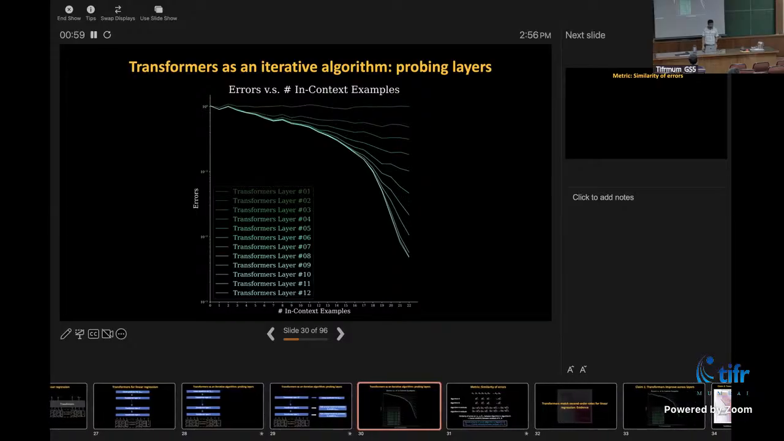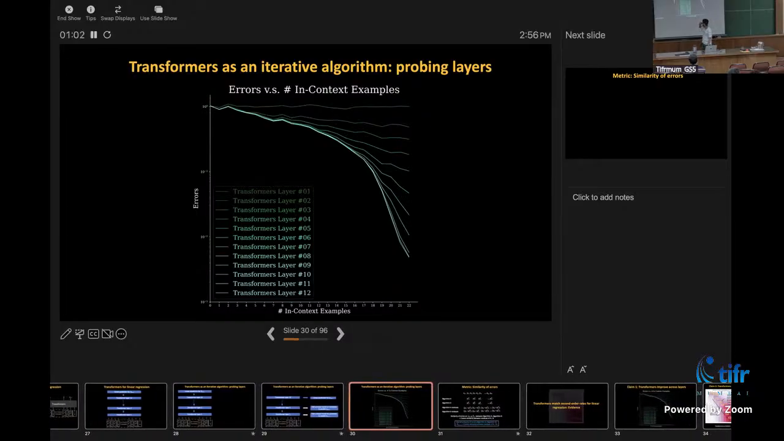And by doing this, we get plots like this, which I briefly flashed earlier. So what is happening here? So the x-axis here is the number of in-context examples. So we are in 20 dimensions here. We'll have about 20 examples. It's okay if you can't see clearly at the back. And the y-axis is the error on a log scale. These brighter lines denote later layers of the model.